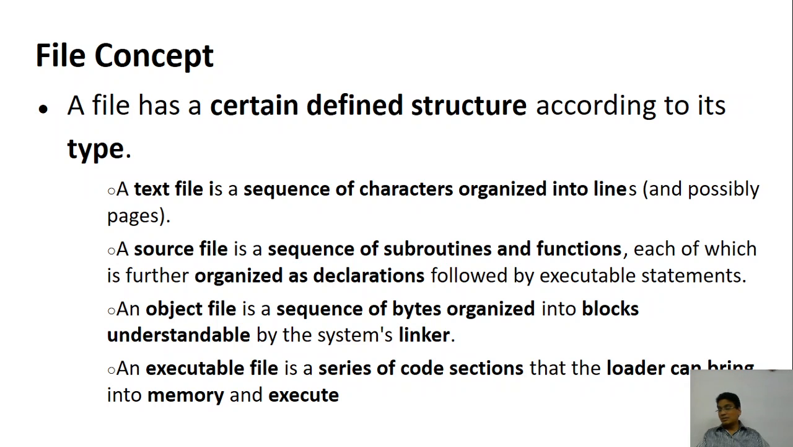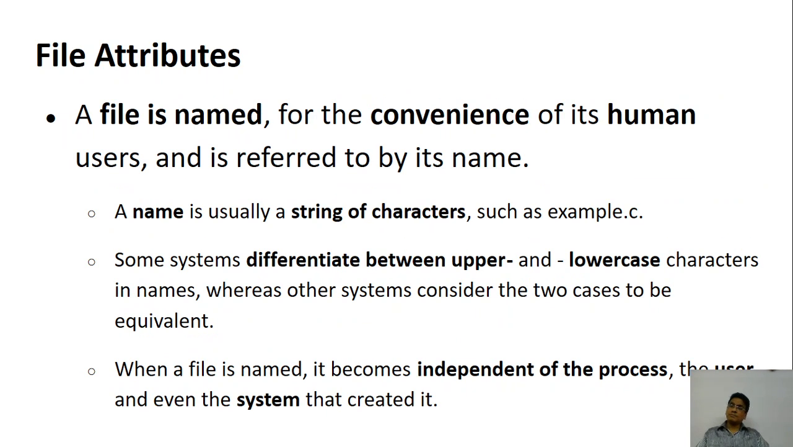And the last one is the executable file. It's a series of code sections. The loader knows how to read it and how to place them into memory. Again, the operating system does not interpret them, but there is a structure in which files are generally stored. When we say it doesn't make sense to the operating system, it does not mean that there is no structure. The structure is defined by somebody else, and every file type will have its own structure.